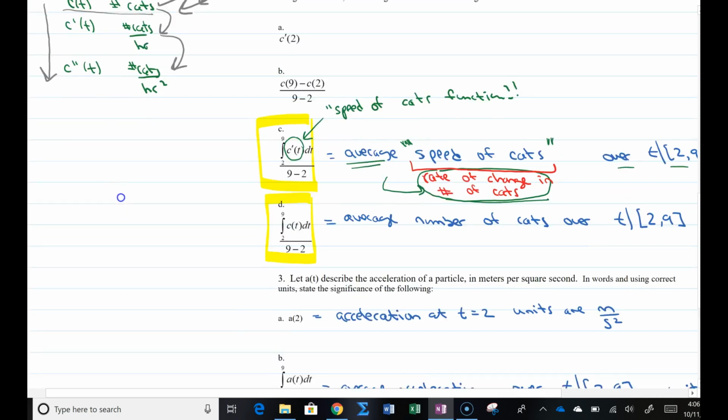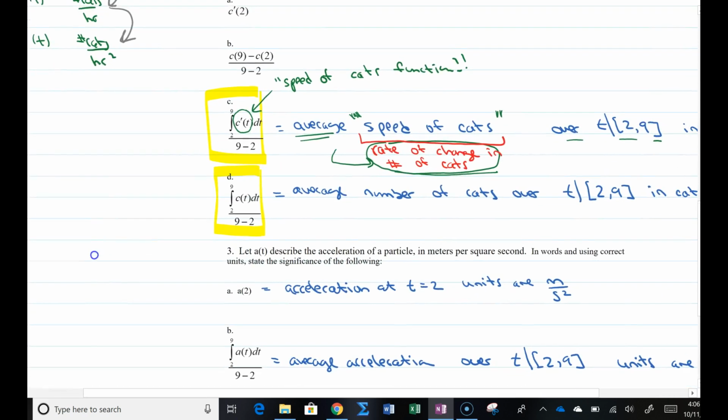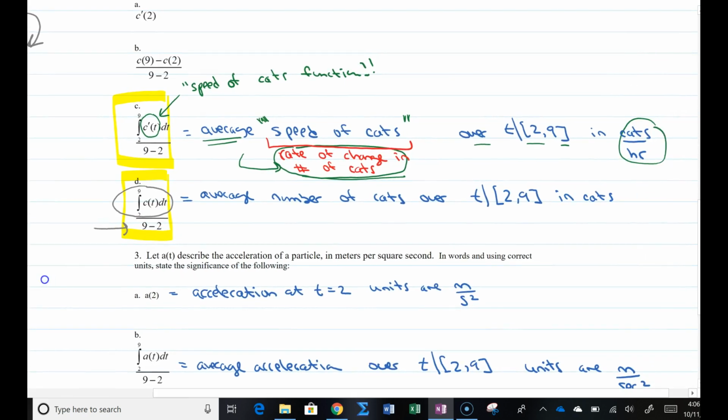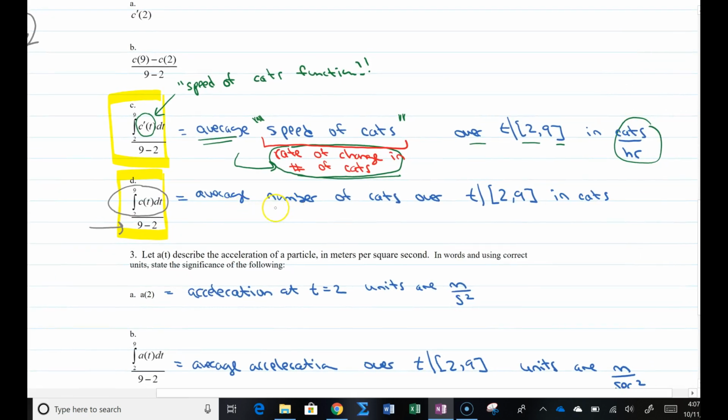But what's interesting here is, let's take a look. Okay. So here, because C of t is the cat function, the numerator's units is going to be cat hours. Okay? But the denominator's units are hours, because 2 to 9 are hours. So we have cat hours over hours. So this is the average number of cats, right? And you'll notice the integrand here is the number of cats function.